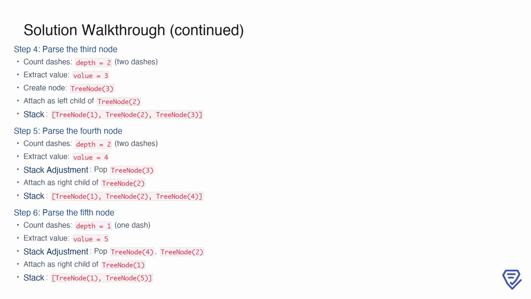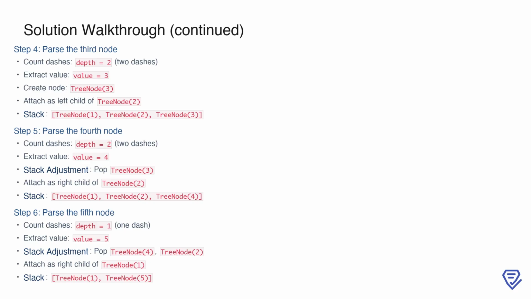Next, we parse the second node. This time, there is 1 dash before the value, indicating a depth of 1. The value extracted is 2, so we create a new tree node with this value. Since the depth is greater than the top of the stack, we attach this new node as the left child of the last node in the stack, which is tree node 1. Then, we push tree node 2 onto the stack.